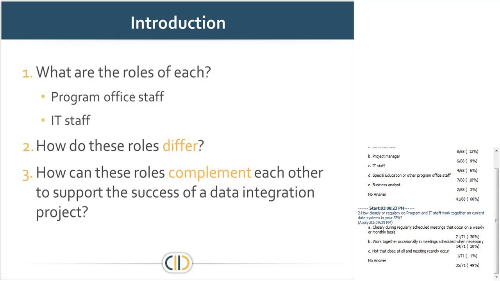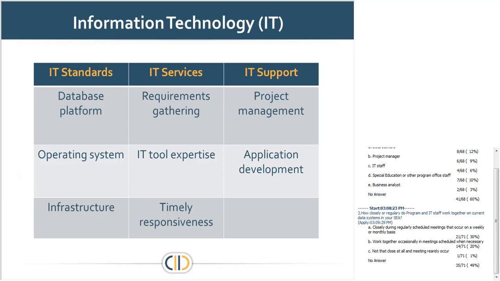To start with, let's look at a generic high-level view of the IT role when it comes to data integration. There are three broad categories here: IT standards, services, and support. Under the standards category, you have database platform, operating system, and infrastructure. What that means is your IT office should have established standards that relate to these three areas. Now, there will be other standards as well. You'll have coding standards or documentation standards, other kinds of things like that.